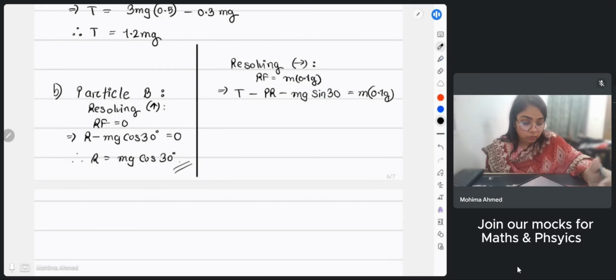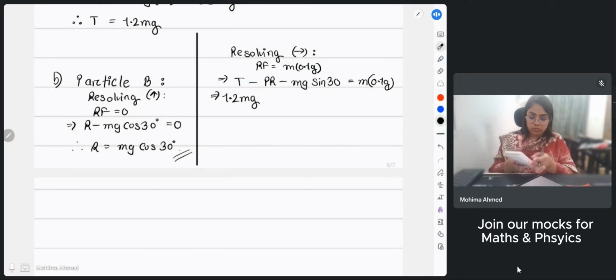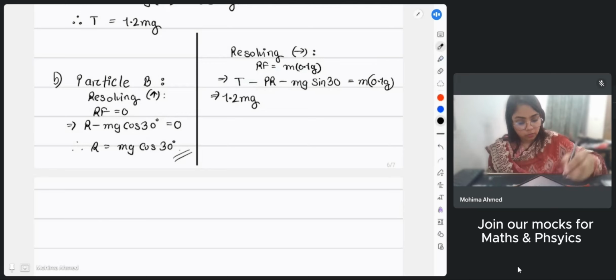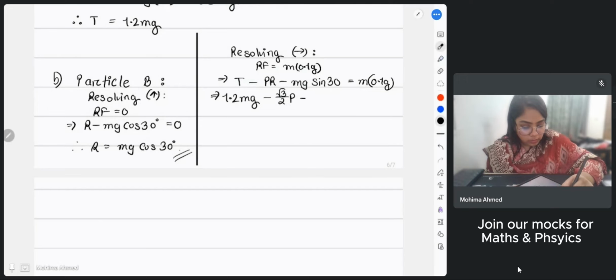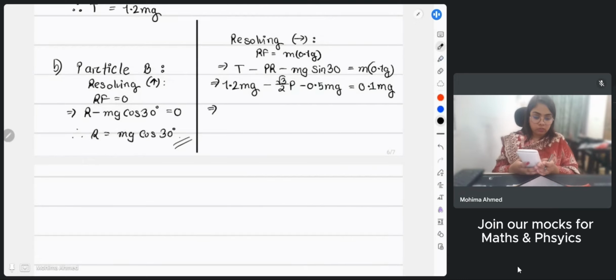Or horizontally over here. So in that case, I'm only going to make P the subject of this equation, but the value for T was 1.2 mg. The value for R was mg cos 30. Cos 30 is root 3 by 2, so you can just write minus root 3 by 2 P mg. This is 0.5 mg and this is 0.1 mg. So I'm just going to take all the mg's together, which is eventually 1.2 minus 0.5. This is going to be 0.7.